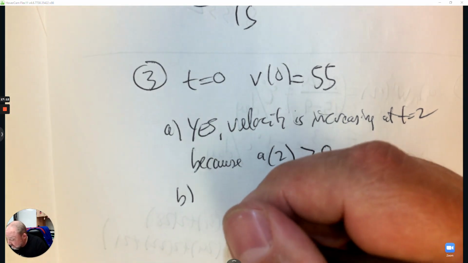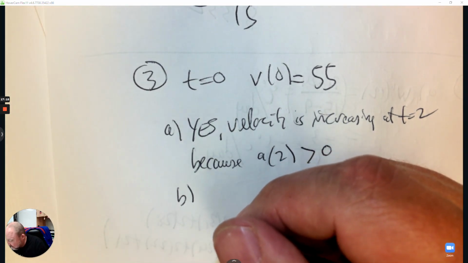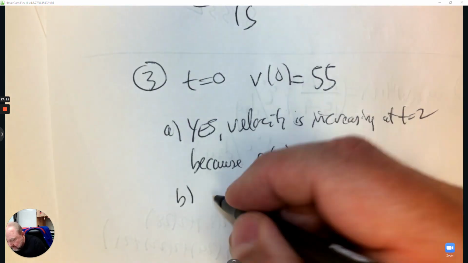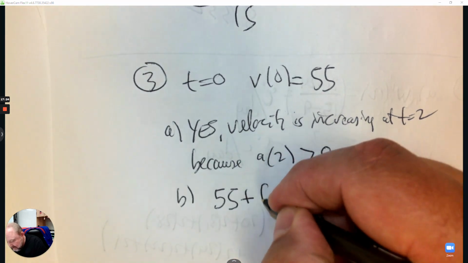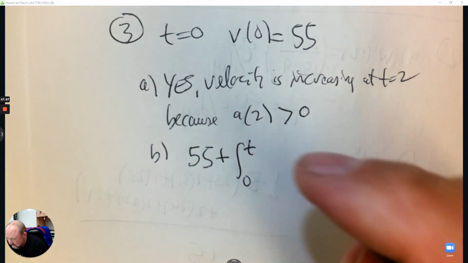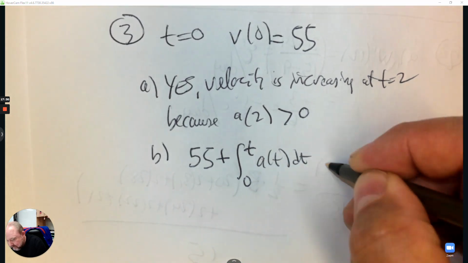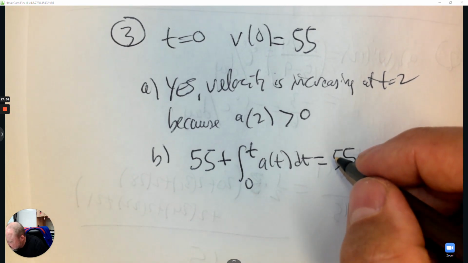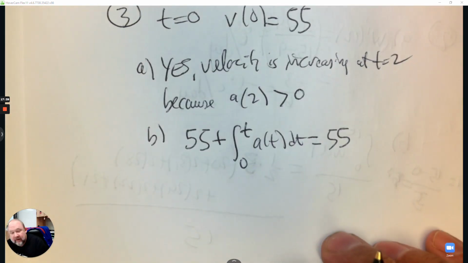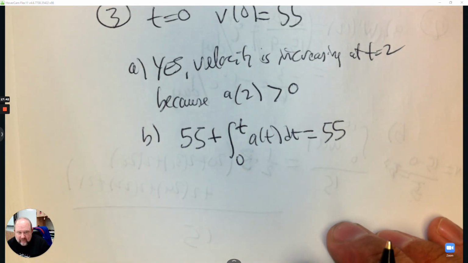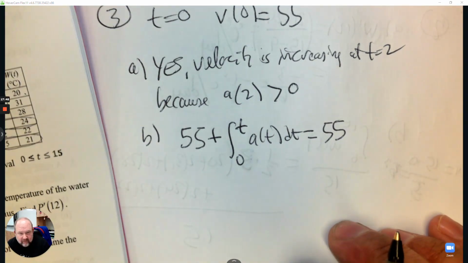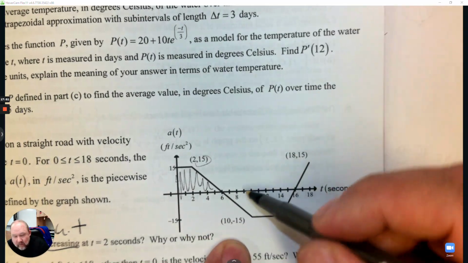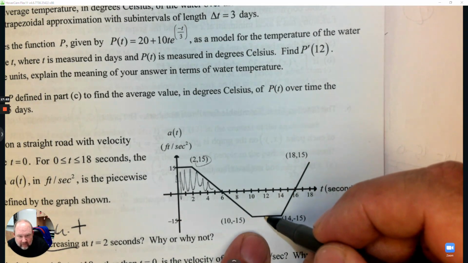Part B, at what time from 0 to 18 is the velocity 55 feet per second? So to know when that happens, the initial velocity is 55, and then we're going to integrate from 0 to something of that acceleration, and that answer has to be 55. So what we're really finding is this. Obviously the beginning velocity is that. So when does it go back to 55? We increased here. Where is it where this area matches this area down below?